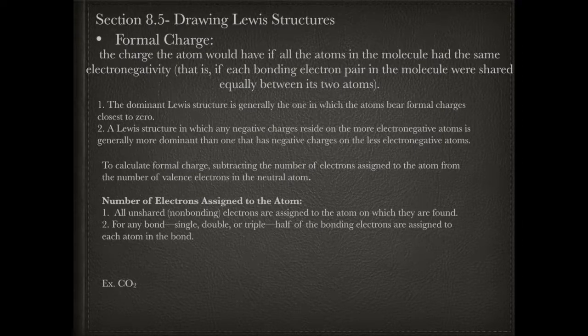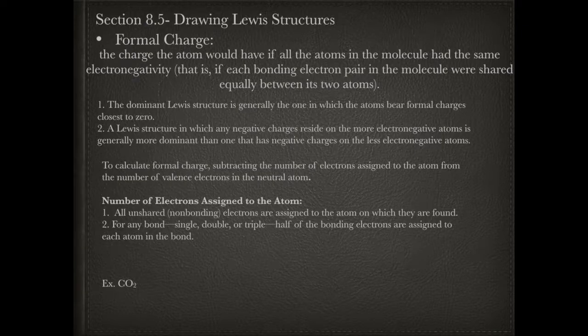If you have a bond, like a single, double, or triple bond, you take half of the bonding electrons. So if, for example, you have a single bond that's 2 electrons being shared, that only counts as 1 electron that can be assigned to the atom.